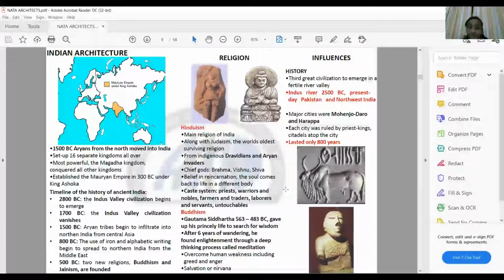Initially, it was the Indus Valley civilization, which emerged along the river Indus around 2800 BCE. Due to flooding, etc., it vanished around 1700 BCE. Then came the Aryan tribes, who began to infiltrate northern India from Central Asia. They started spreading in and around northern India as well as along the Middle East. Then two religions emerged, Buddhism as well as Jainism, which flourished and lasted for about 800 years.